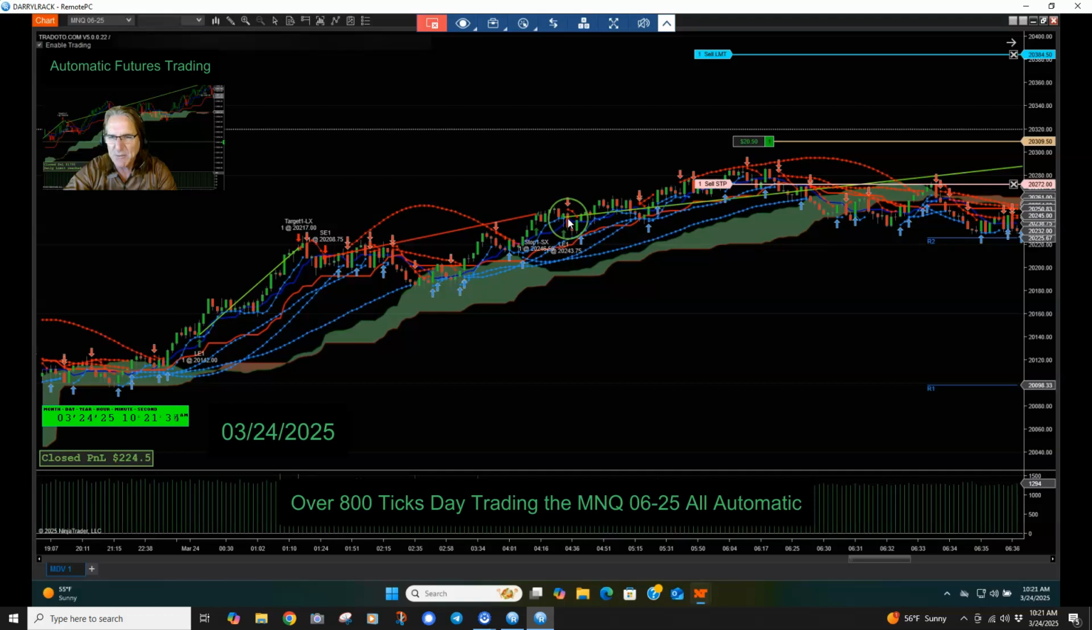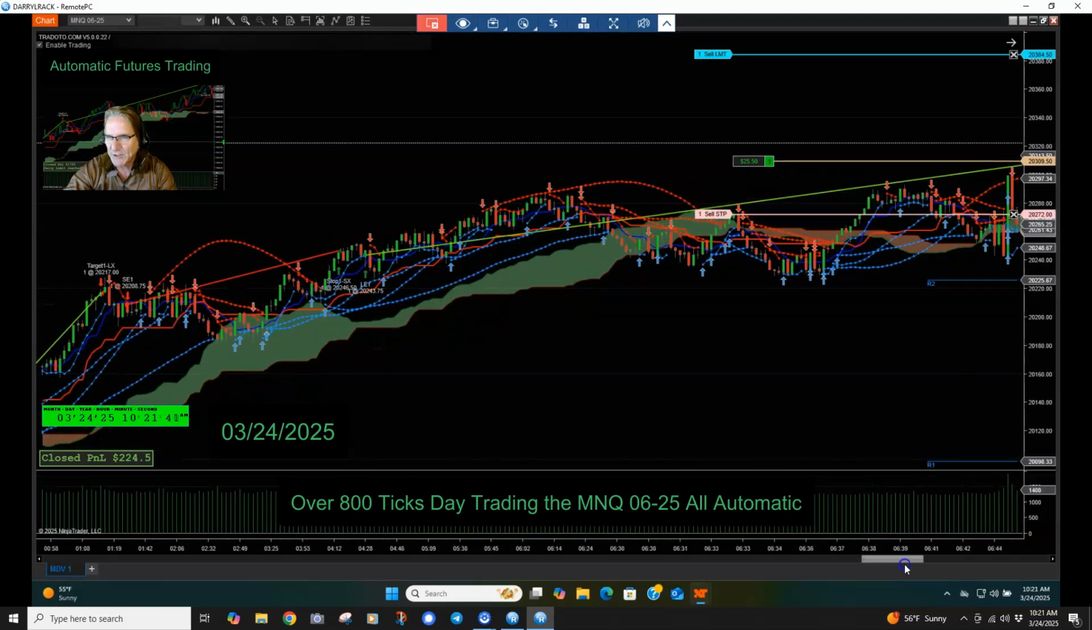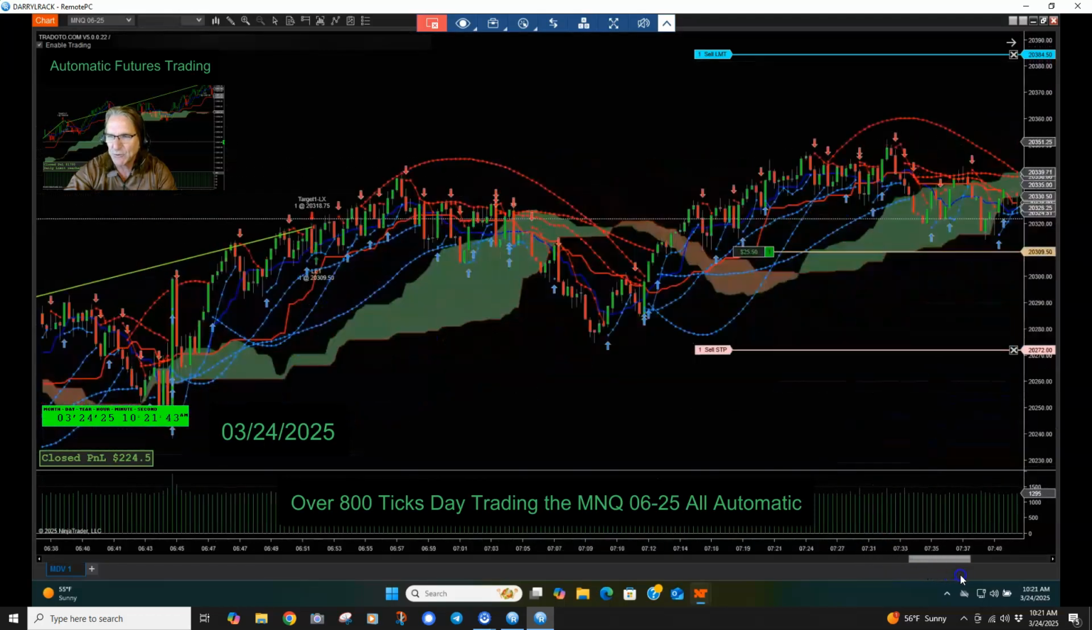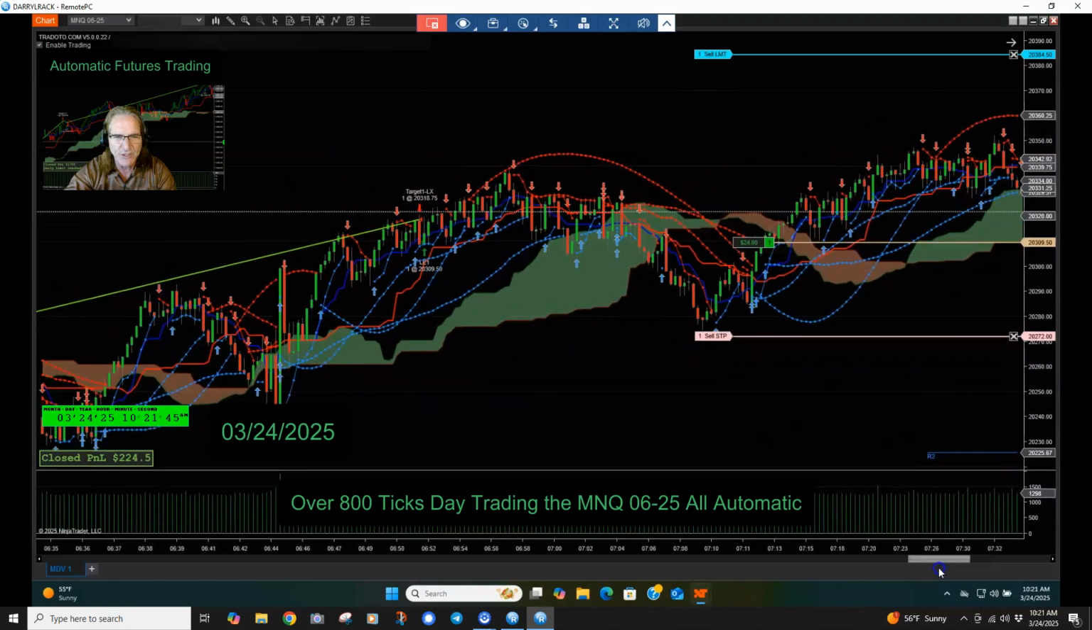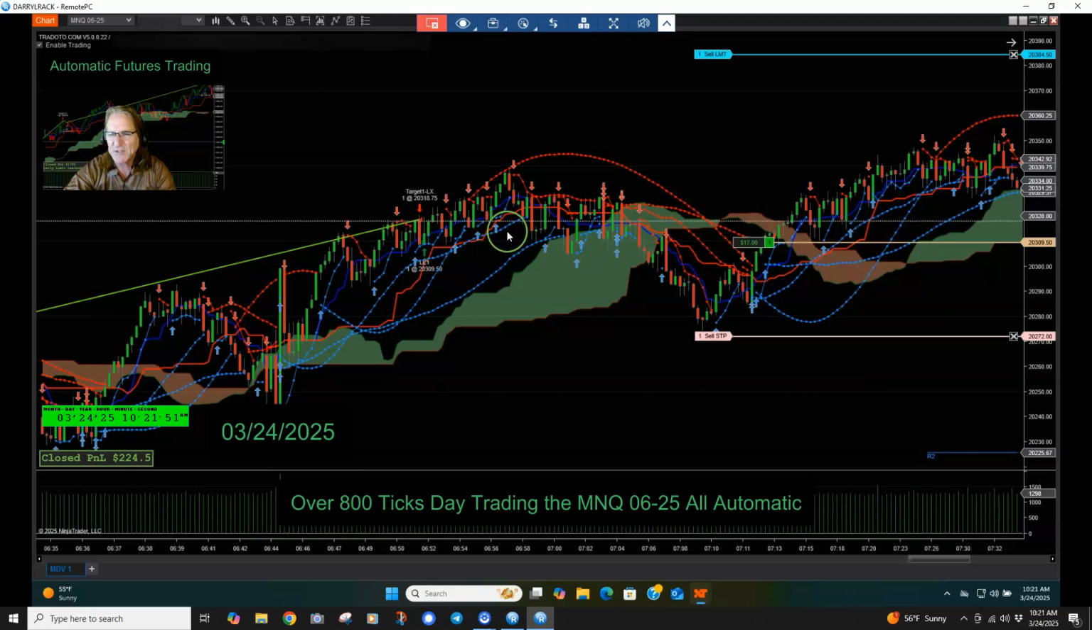Then automatically it took a long right here, and as you can see, that went to target, denoted by the green line. We'll trace it to its target. There it is, right there. It took a target. The next thing was a long entry right here, so we've been in this trade since then.